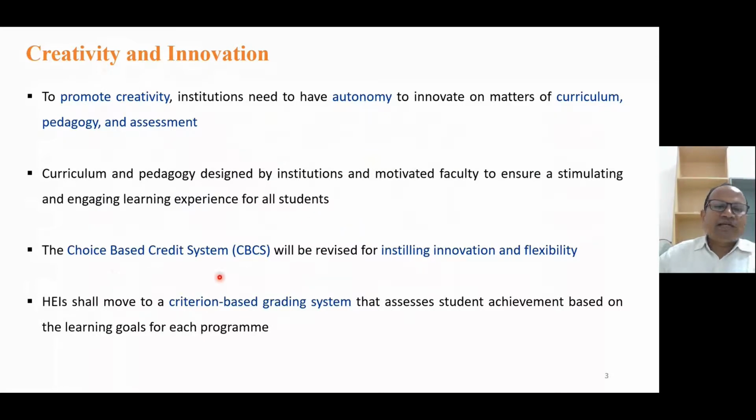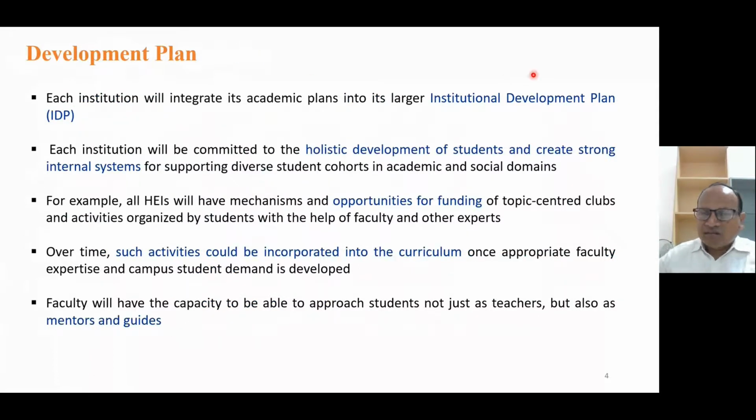A choice-based credit system called CBCS will be revised for instilling innovation and flexibility in learning. Higher educational institutes will move to a criterion-based grading system that assesses student achievement based on the learning goals or learning objectives of each program. So the development plan that can help in creating an optimal learning environment also is of very much importance.